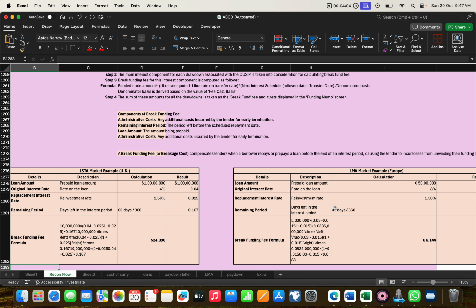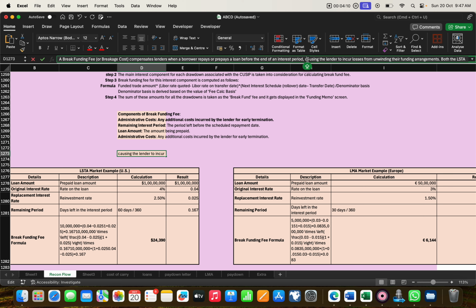So again we have discussed this part, the break funding fee. This is long, but I will shorten it down. Just a minute.